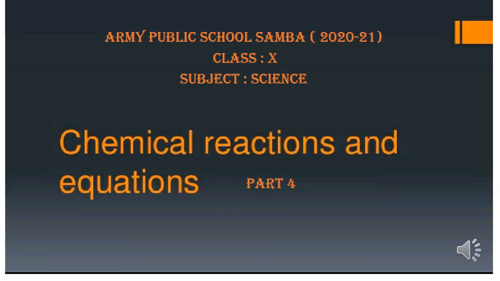Hello students, today we'll continue with our chapter Chemical Reactions and Equations. In the previous lecture, we have studied what is a chemical equation, what are the various characteristics of chemical equation, and what are the various steps for balancing a chemical equation. In today's lecture, we'll focus on the types of chemical reactions, corrosion, and rancidity.